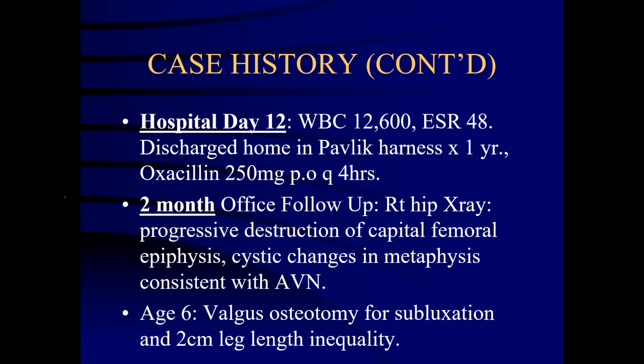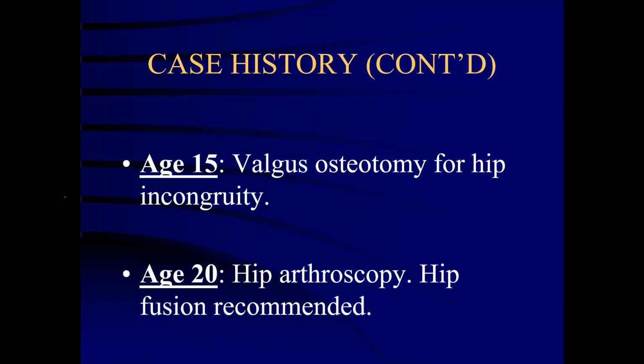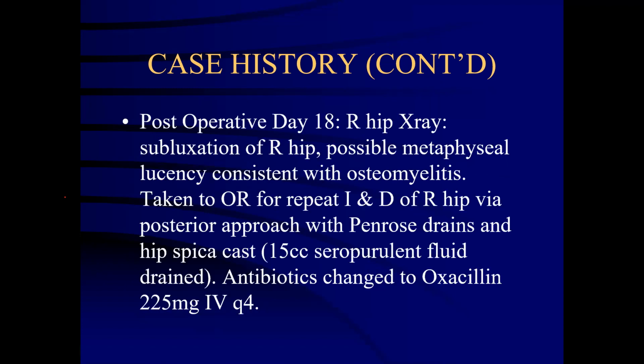At 2 months office follow-up, right hip X-ray showed progressive destruction of the capital femoral epiphysis, cystic changes in the metaphysis with avascular necrosis. Age 6, valgus osteotomy for subluxation and 2 centimeters leg length discrepancy. Age 15, valgus osteotomy for the hip. Age 20, hip arthroscopy, hip fusion recommended. Post-operative day 18, hip X-ray subluxed, possible metaphyseal lucency with osteomyelitis.